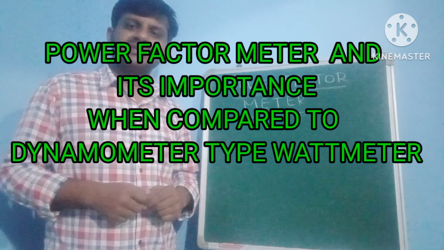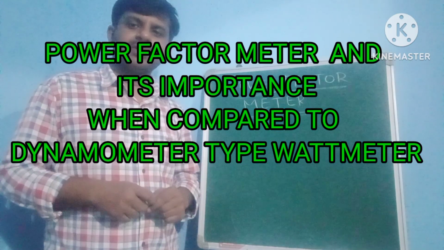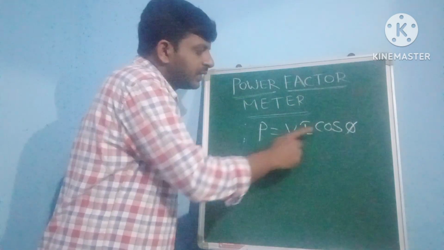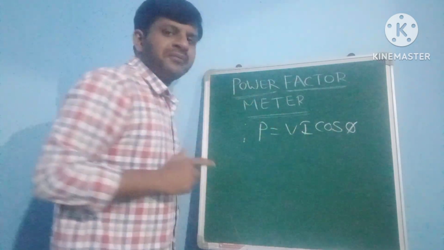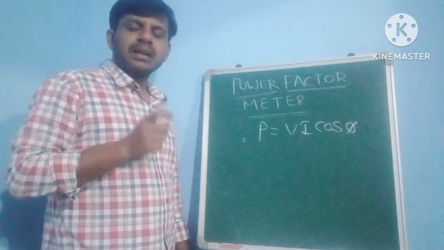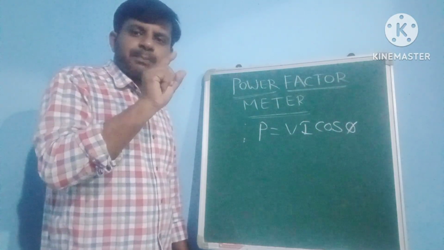This is Kishore Parvalsa. Today we are going to discuss power factor meter. The cosine of the angle between voltage and current is given as the power factor. The power factor can be measured with the help of a power factor meter.